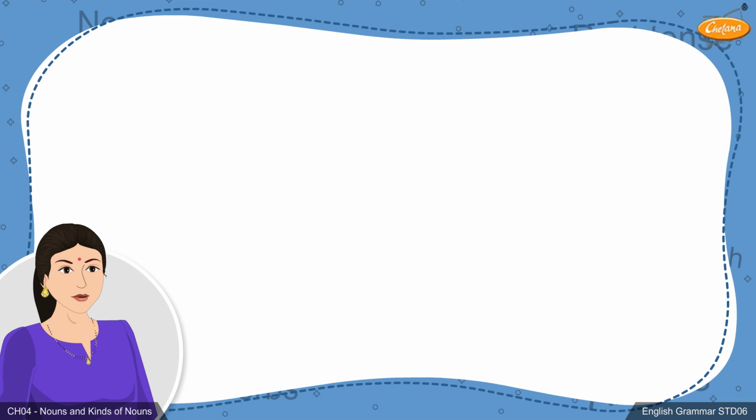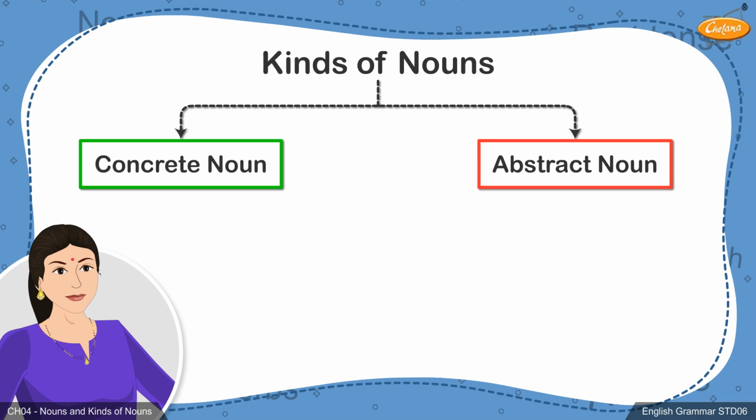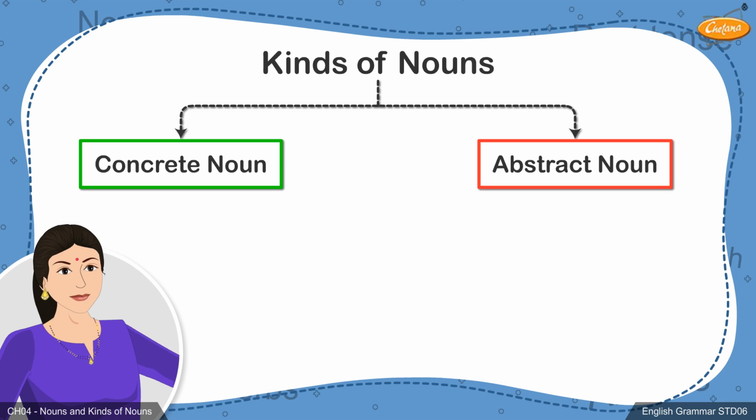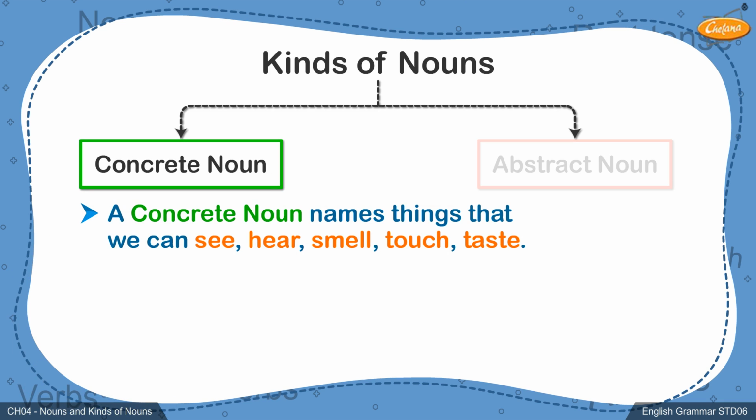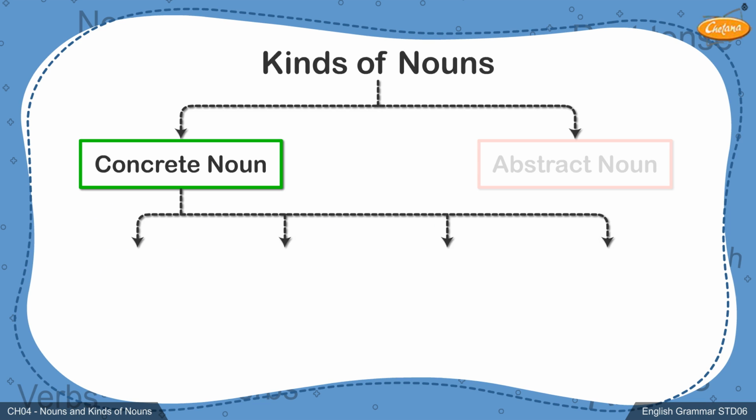Next, you will be learning about the types of nouns. Nouns can be classified in various ways. Look at the tree diagram to understand the various kinds of nouns. Let's start off with concrete nouns. A concrete noun names things that we can see, hear, smell, touch, and taste. It also occupies space.